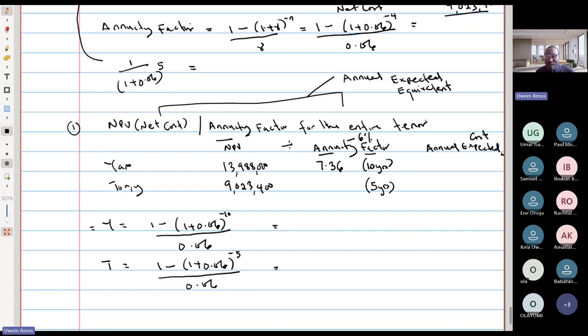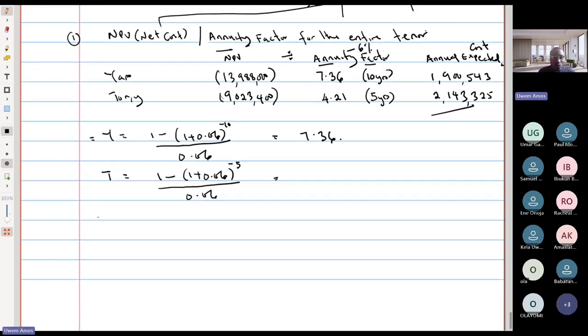So annually, the equivalent is 1,900,543. Okay, so this is 7.36. Let's look at the second one, the annuity factor for 5 years. By my calculator, I have 4.21. So 9,023,400 divided by 4.21 gives us 2,143,325. Okay. So which of these proposals makes more sense?